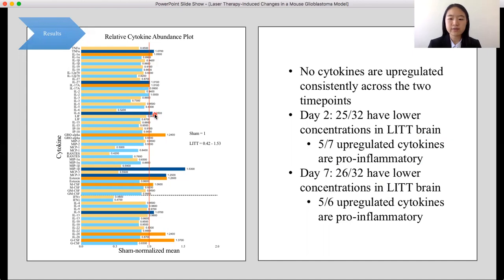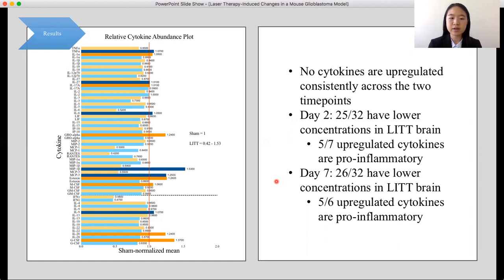On day 2, 25 of the 32 cytokines have lower concentrations in the lasered brain. 5 out of the 7 that were found in higher concentrations in the lasered brain were pro-inflammatory. And then on day 7, we see similar numbers, so 26 out of the 32 cytokines were found at lower concentrations in the lasered brain, and then 5 out of the 6 that were found in higher concentrations were pro-inflammatory. And so generally we see that inflammation is promoted in the lasered brain.